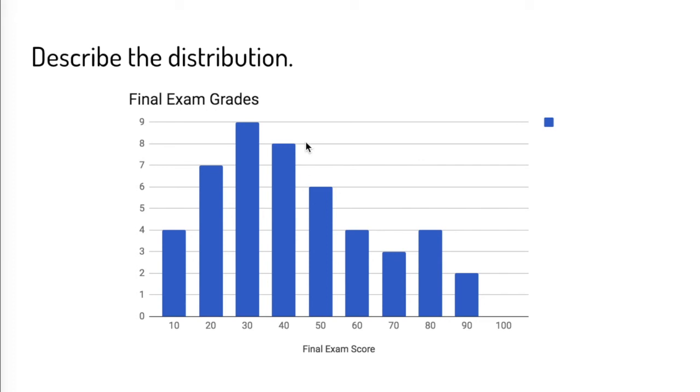Lastly, the spread. The range of data is from 100 to 10, and there's nobody who got 100 in the final exam score. So 100 minus 10 is 90.